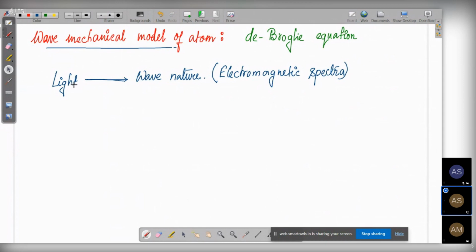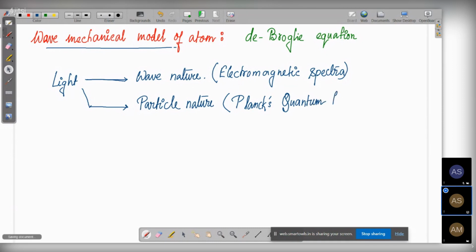Again, in Planck's theory that we had learned in class 11 few days back, there we had said that light is being emitted in the form of small packets. So that means we are actually considering light to be a particle. So in the electromagnetic spectrum, we considered light to be a wave, whereas in Planck's quantum theory, light was considered to be a particle.